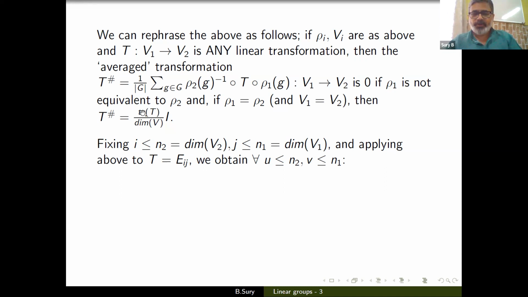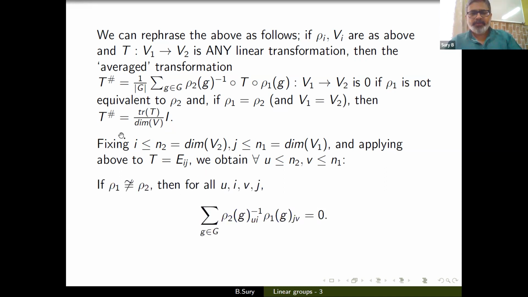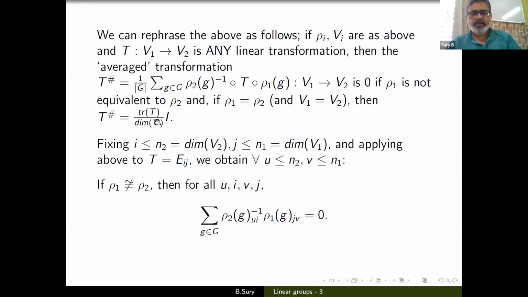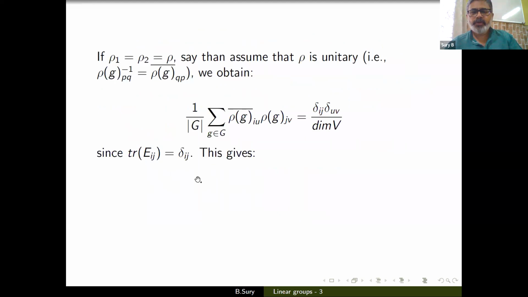Then when you apply this, what do you get? You get the following thing. Of course, there are two cases: not isomorphic and isomorphic. In the case of not isomorphic, the condition T hash is 0 simply says this in terms of matrices. So it's very convenient. See, this condition gives some nice things also. Let me say, for when they are equal, this is the condition. Then what does it give you?